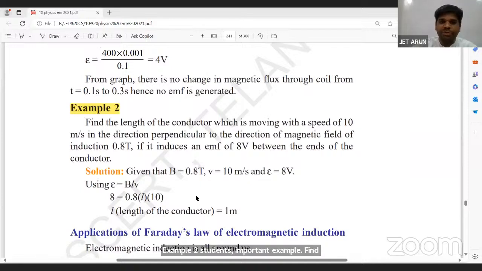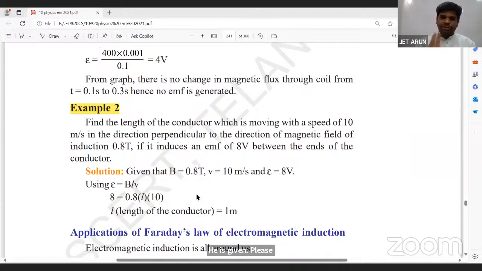Find the length of the conductor which is moving with speed 10 meters per second in a direction perpendicular to the direction of the magnetic field, if it induces an EMF of 8 volts between the ends of the conductor. I know the formula to be applied: EMF is equal to BLV. Everything is given except L. E is given, B is given, V is given.